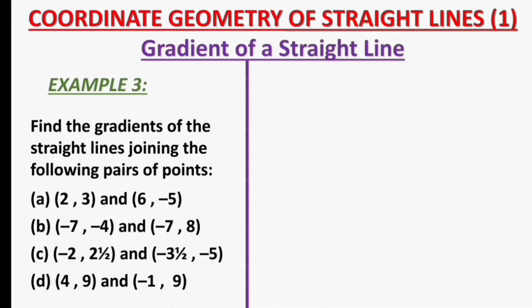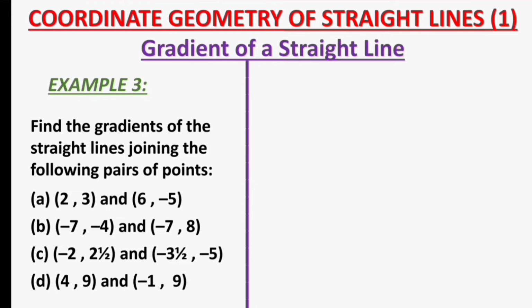Next, let's see our third example involving the gradient of a straight line. Example 3. Find the gradients of the straight lines joining the following pairs of points. In question 3a, the coordinates of the first point are 2 and 3, and the coordinates of the second point are 6 and minus 5. In question 3b, the coordinates of the first point are minus 7 and minus 4, and the coordinates of the second point are minus 7 and 8.